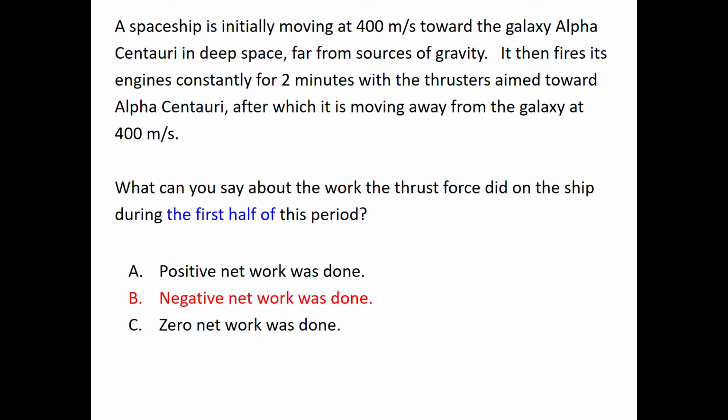In this case, the answer is negative. In other words, the ship is still in the first half of this thrusting period. It is moving still toward Alpha Centauri, while the force on it from its exhaust is oriented away from Alpha Centauri. And whenever a force is directed opposite the direction of the displacement, we get a negative work. So the thrust force is doing negative work during the first half of this period. It would be positive work if I had asked about the second half of the period.